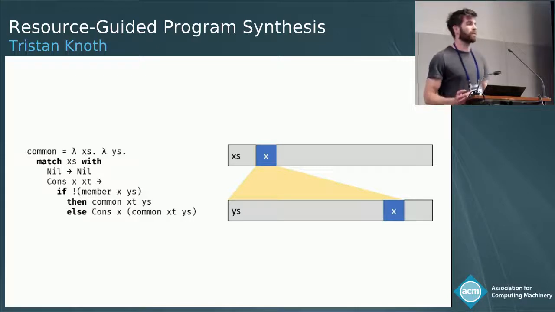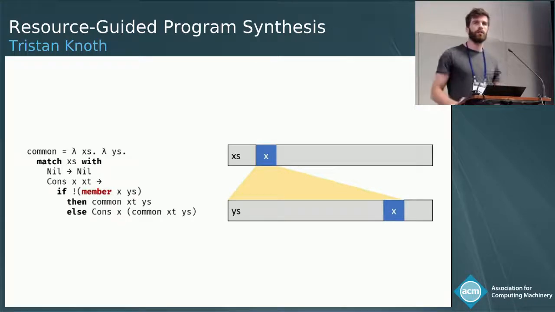But even though it works correctly from a functional perspective, it runs slowly. The problem is that common iterates through one of the input lists, and then it calls this member function on every iteration, which then searches the entire second list for a matching element. And then since member might have to traverse the entire list, this runs in quadratic time.